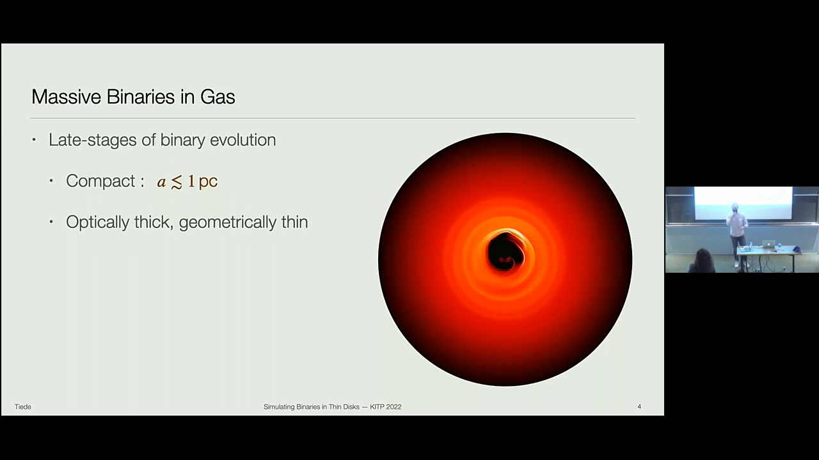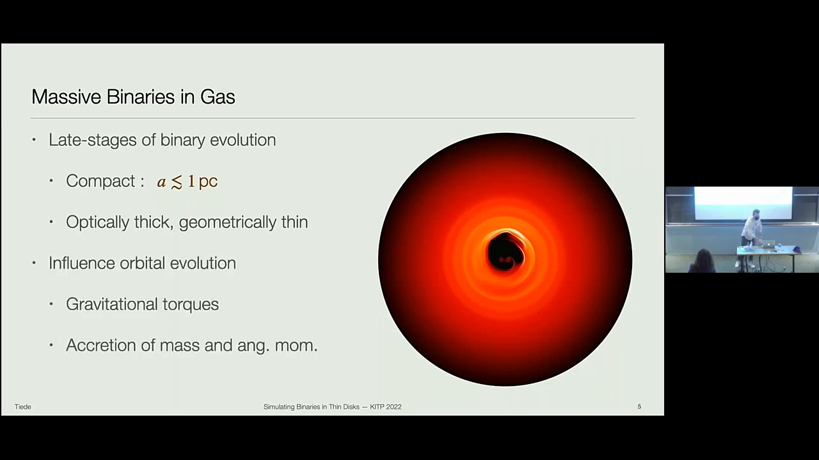And then as far as the gas, we imagine the gas coming in with some angular momentum. We think of it as optically thick so that it radiates away its vertical pressure support and flattens into a geometrically thin accretion disk. And we care about this because this gas can influence the orbital evolution of the binary via gravitational torques, as well as the direct accretion of both mass and angular momentum. And then this gas can also give us a channel for the actual electromagnetic observation of these compact, massive binaries.